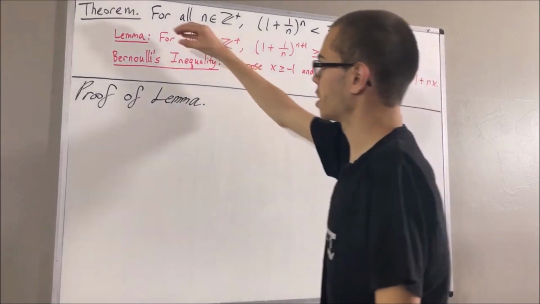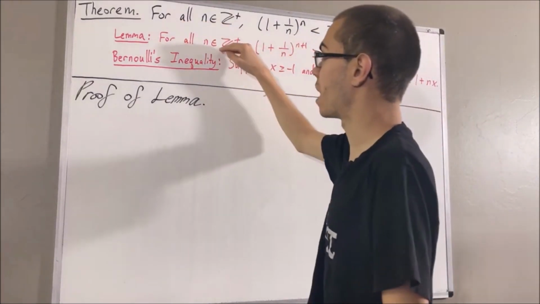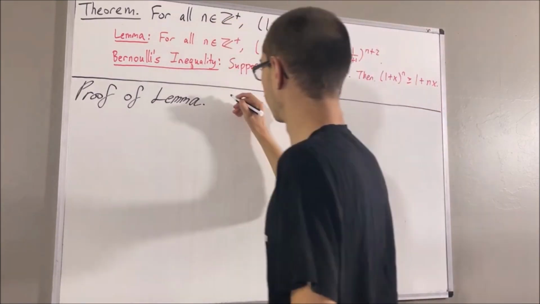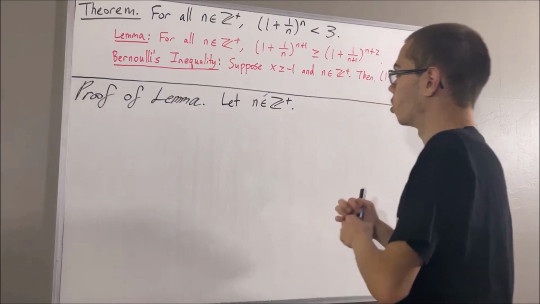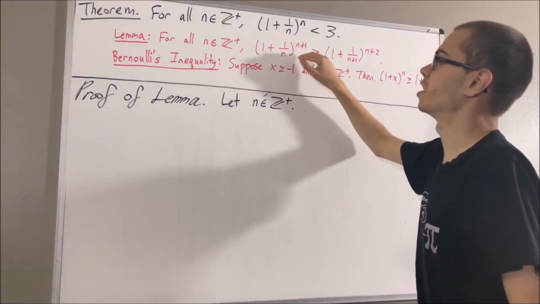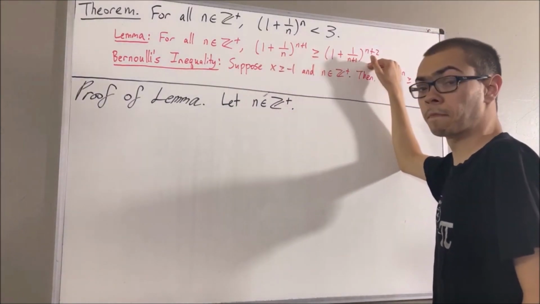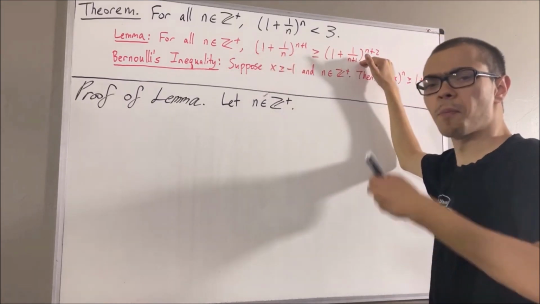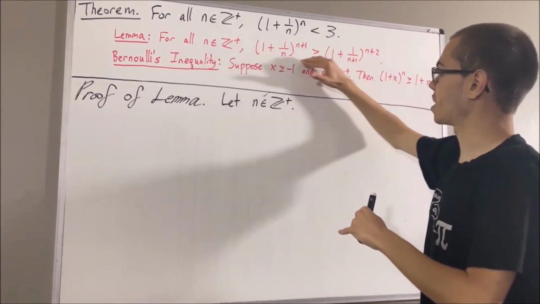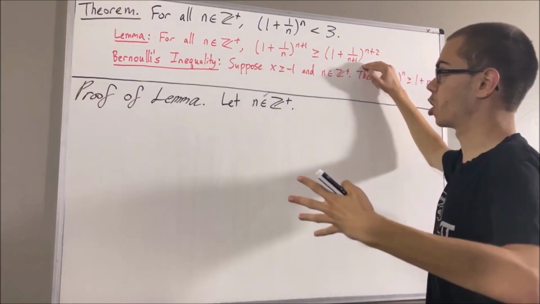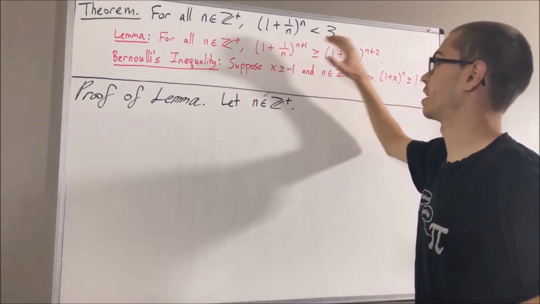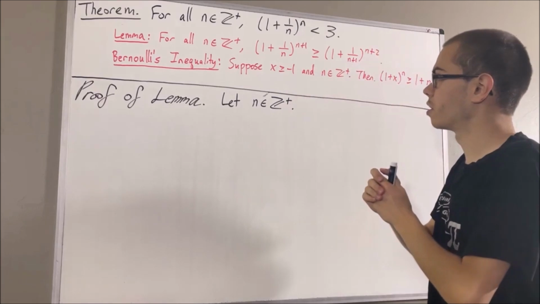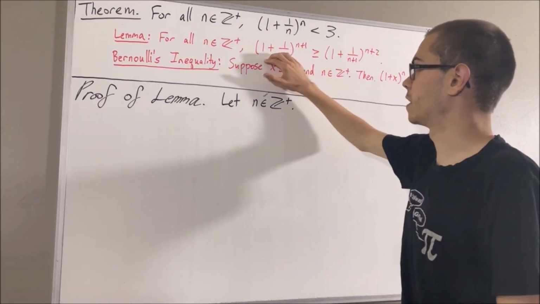Since we're trying to prove a statement about all positive integers, let's give ourselves an arbitrary positive integer. I'll call it n. The whole goal is to show that this guy is greater than or equal to this guy. Now, we know that these guys are both positive. So to show that this inequality is true, we're actually going to show that the ratio of this guy to this guy is greater than or equal to 1. So let me write out the ratio.